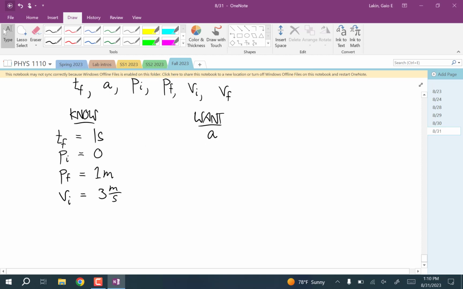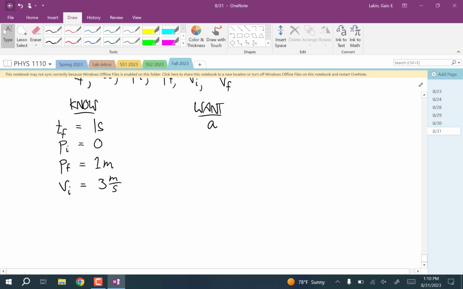Okay, so what can we use here? The one that's going to work is this one. PF is equal to PI plus VI TF plus 1/2 A TF squared. And just to see that this is going to work, it has A in it, so that's a good start. And then PF, yes. PI, yes. VI, yes. TF, yes. So everything in the equation is known besides the thing we're trying to solve.